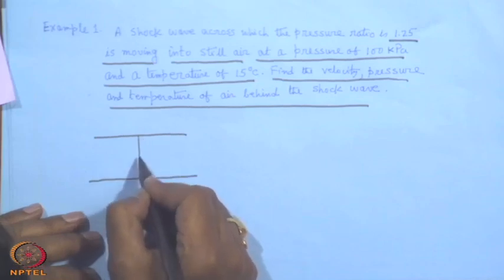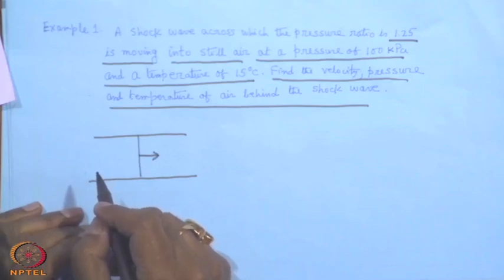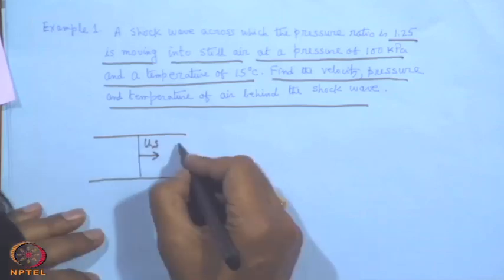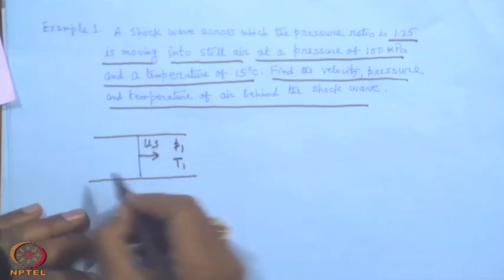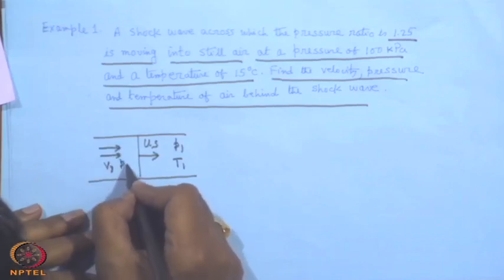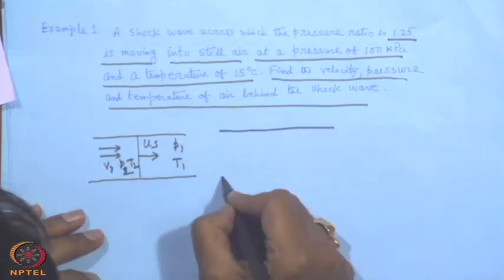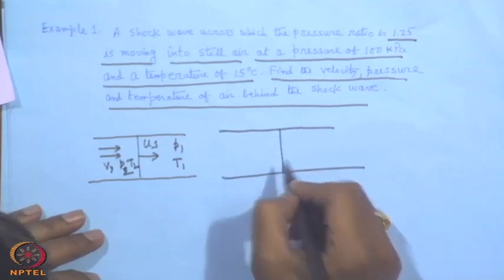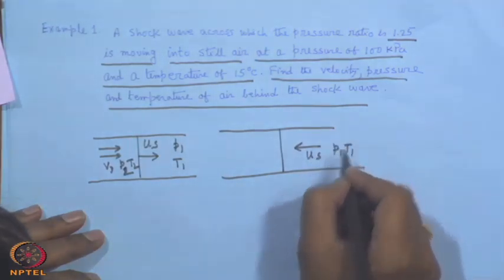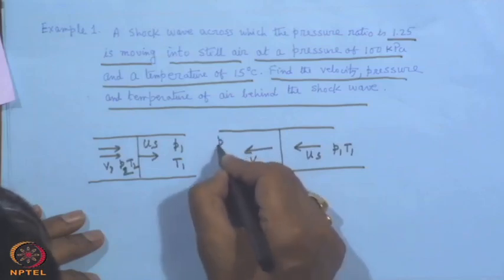The shock is moving into still air, and we do not know its velocity. Let us call it Us, with P1, T1, and it induces velocity V, with P2, T2. With respect to the shock, the problem becomes steady, with velocity Us, P1, T1 on one side, and velocity Us minus V, P2, T2 on the other.